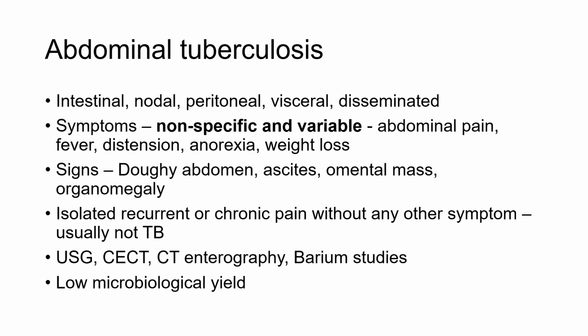That means tuberculosis usually presents with pain and other features. Isolated chronic pain without any other symptoms usually is not tuberculosis. USG, contrast enhanced CT scan, CT enterography and barium studies are performed, which are very sensitive for diagnosing abdominal tuberculosis, and there is low microbiological yield of ascitic fluid, as we discussed earlier, for nucleic acid amplification test.